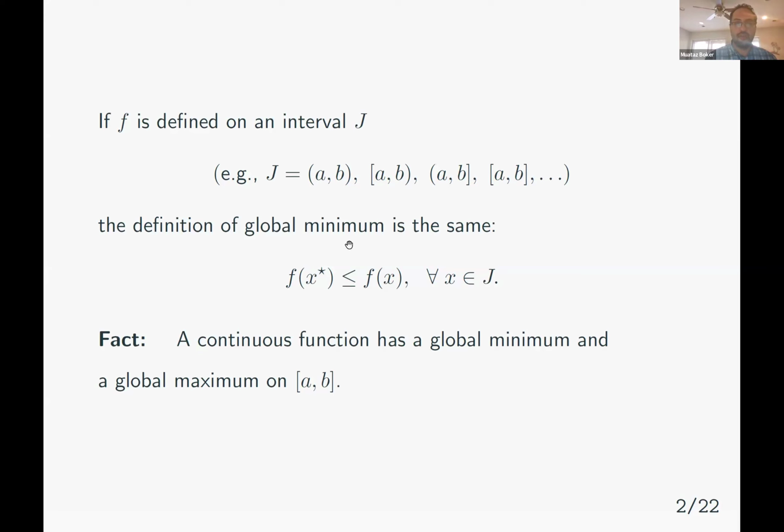So the definition of global minimum is the same, meaning that instead of R, we can also talk about domain J. And there's a fact that says that a continuous function has a global minimum and a global maximum on [a, b]. Any continuous function, no matter what it is, is always going to have a global minimum and a global maximum on a domain that is given by this closed domain [a, b]. It's a fact in mathematics.